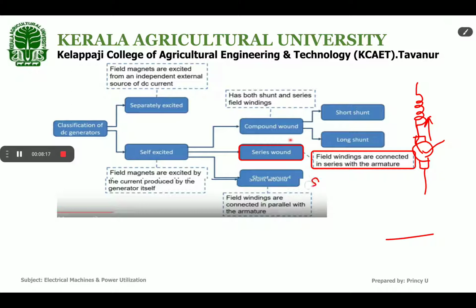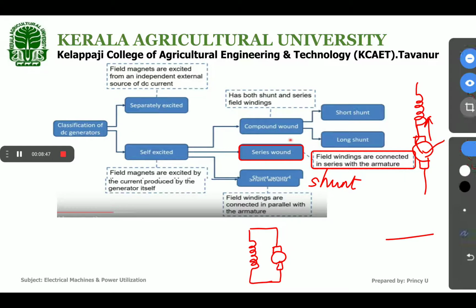Next one is shunt wound generator. Shunt wound generator means the field windings are connected in parallel with the armature. That means the field winding is connected in parallel with the armature. If the armature winding and field winding are connected in parallel, then we call it a shunt wound generator.